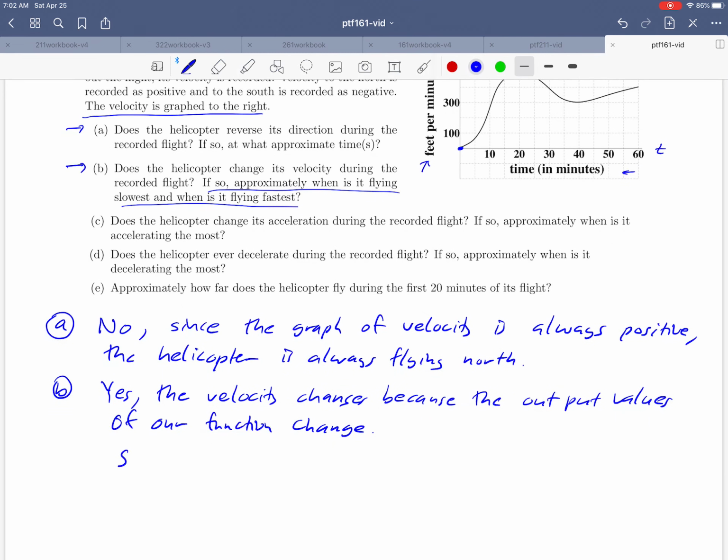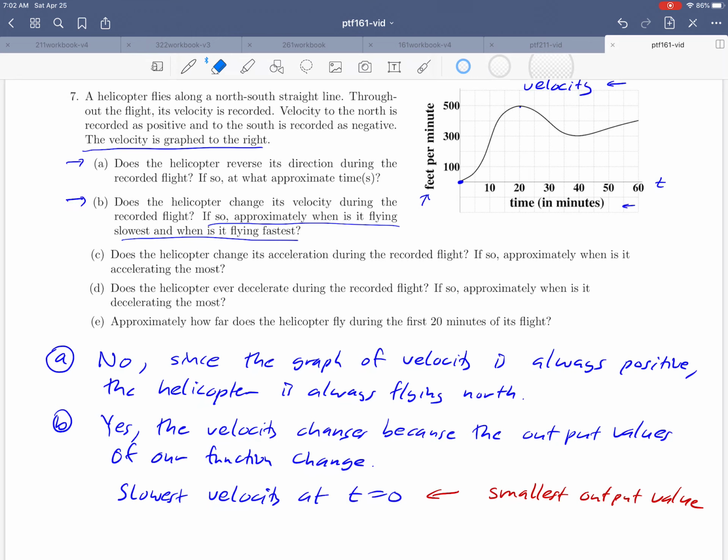So slowest velocity at t equals 0. And we might just mention how we've identified that point. That was the smallest output value of our function. That's what told us that we have our lowest velocity at that point. What about the fastest velocity?